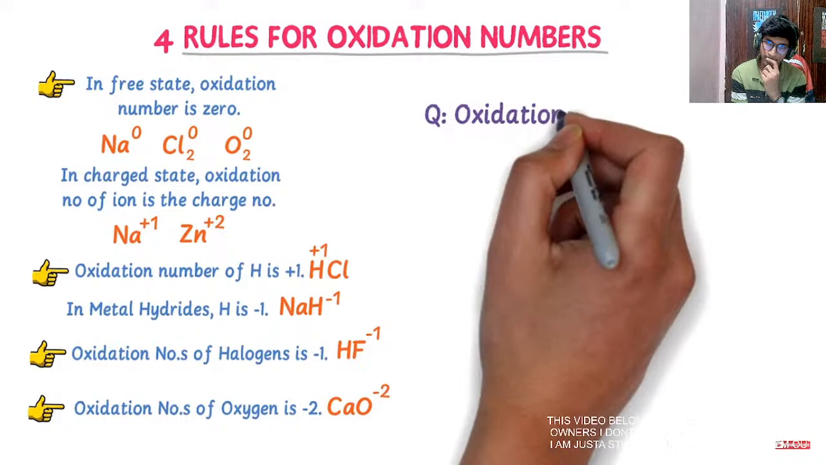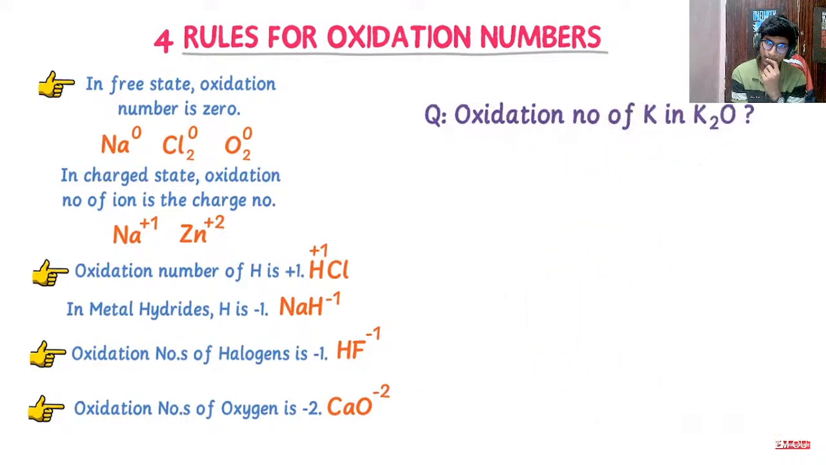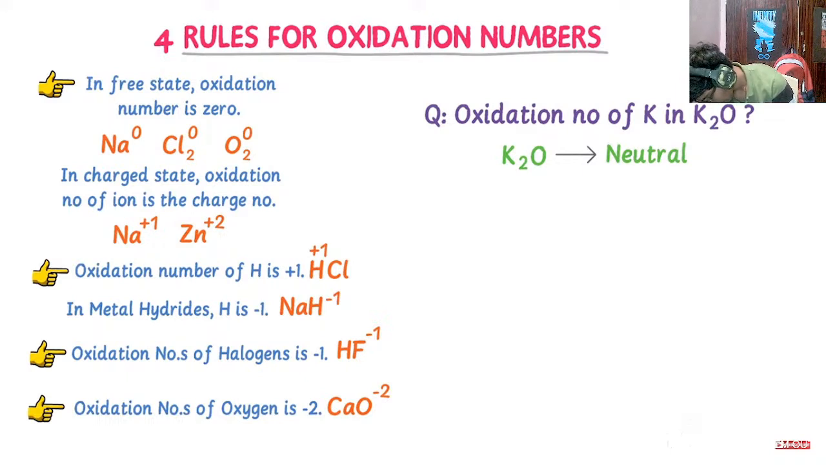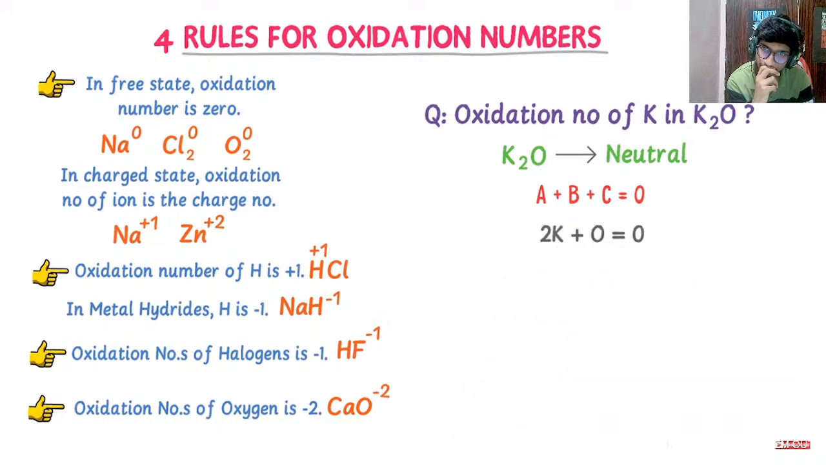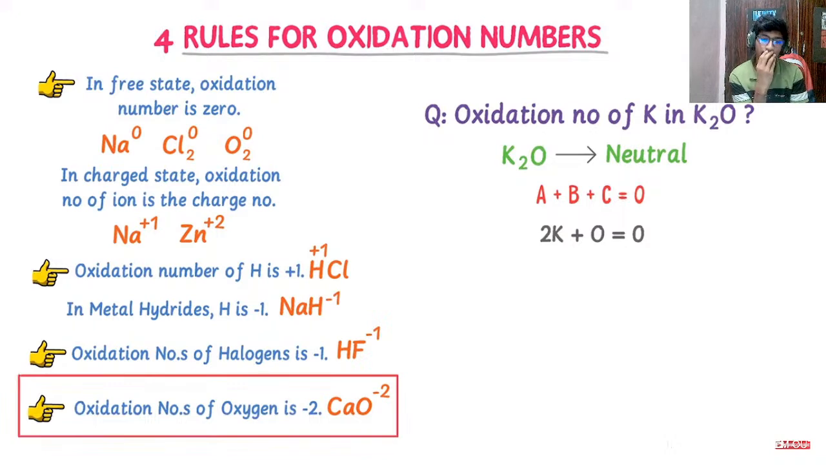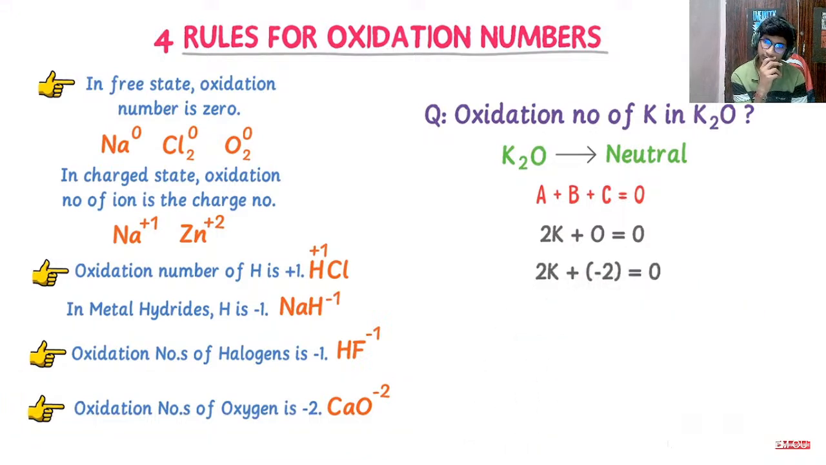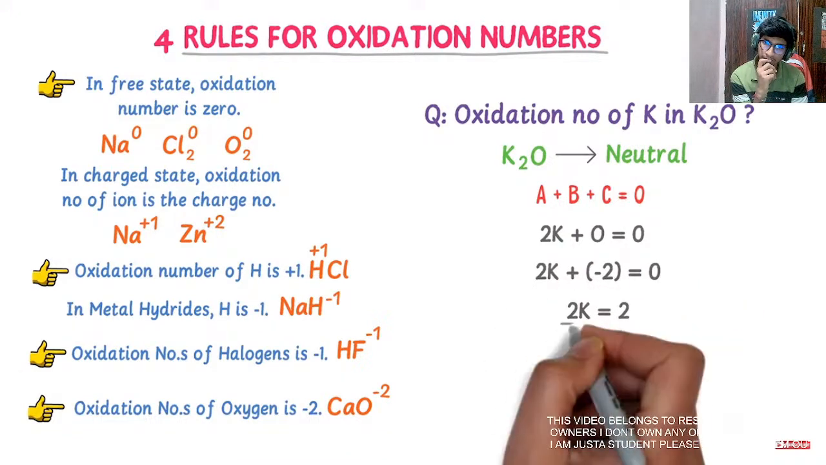Secondly, calculate the oxidation number of potassium in potassium oxide. Well, it is also a neutral ionic compound. The overall charge on potassium oxide is 0, so the sum of all oxidation numbers must be equal to 0. I write 2K plus O is equal to 0. Here, I write 2K because there are 2 atoms of potassium and 1 atom of oxygen present in potassium oxide. The oxidation number of oxygen is negative 2 in its compound, so 2K plus negative 2 is equal to 0. Or 2K is equal to 2.